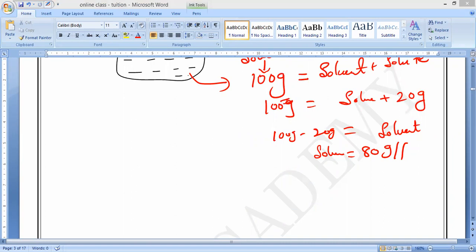So I can say that 90 grams is the solvent and 10 grams is the solute. If I mix both, what will I get? The mass of the solution will come. So all of you should remember, suppose if I take 100 grams of solution, it is not 100 grams of solvent.